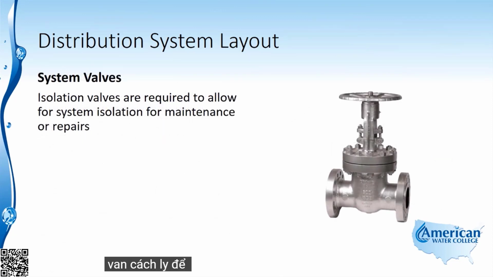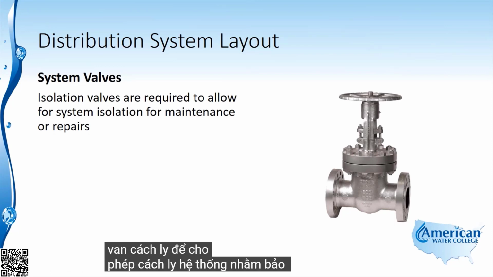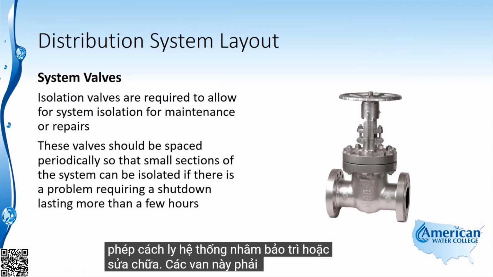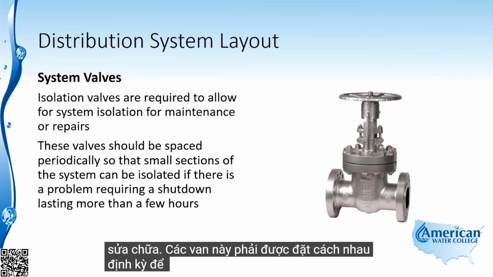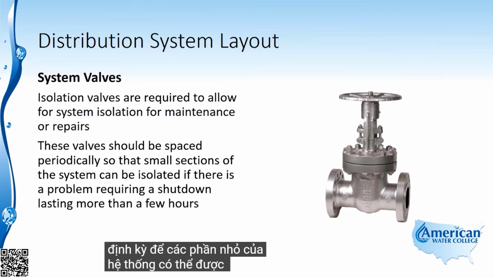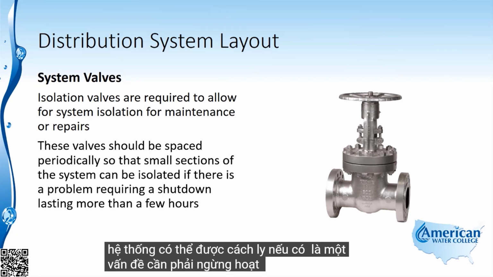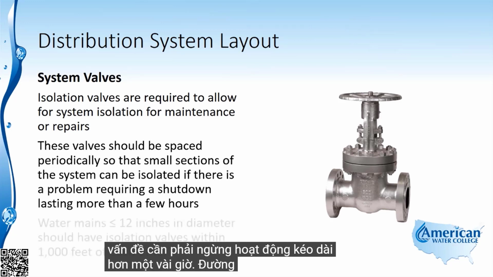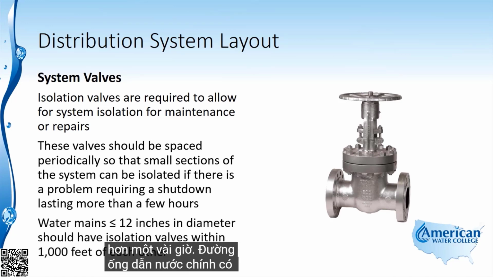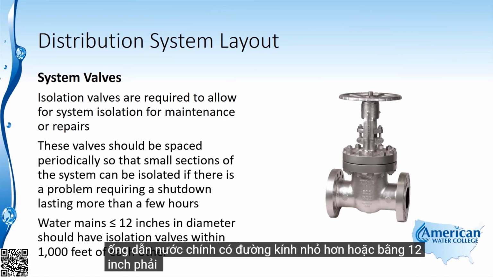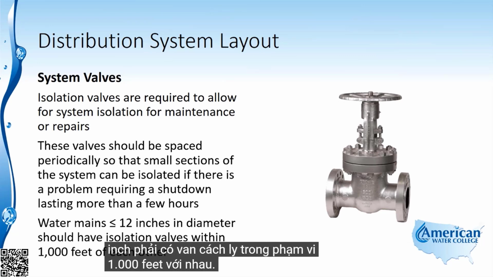Isolation valves are required to allow for system isolation for maintenance or repairs. These valves should be spaced periodically so that small sections of the system can be isolated if there is a problem requiring a shutdown lasting more than a few hours. Water mains less than or equal to 12 inches in diameter should have isolation valves within 1,000 feet of each other.